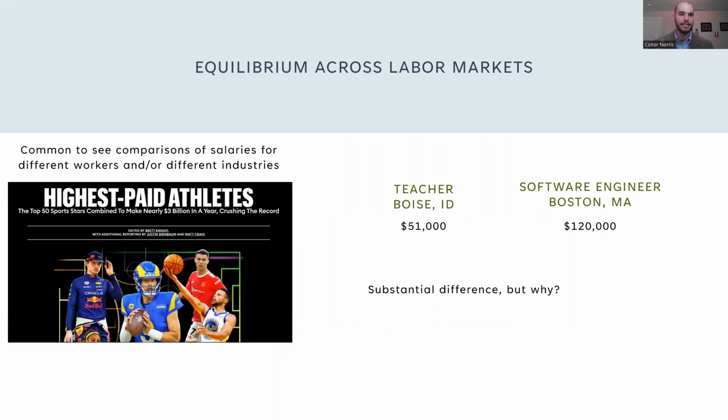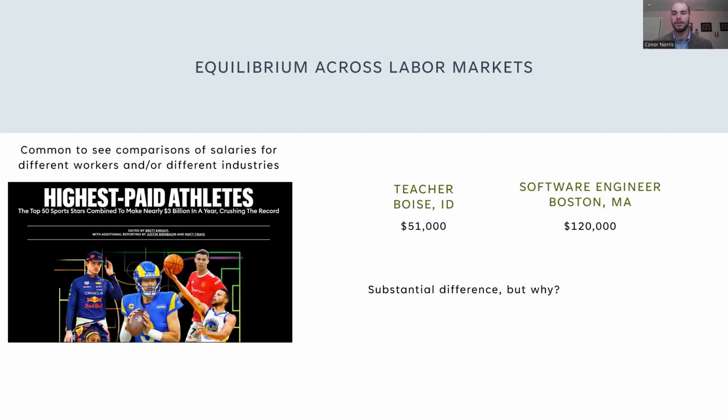So what is behind the difference here between the teacher in Boise, Idaho, and the software engineer in Boston, Massachusetts? The teacher in Boise, Idaho is making on average $51,000. I think that was last year's number. And software engineers in Boston, Massachusetts, on average, make about $120,000. And that changes depending on exactly how you define software engineer. So this is a pretty big difference. A teacher in Boise could learn how to code, move to Boston, and make $70K more. So why does this exist?